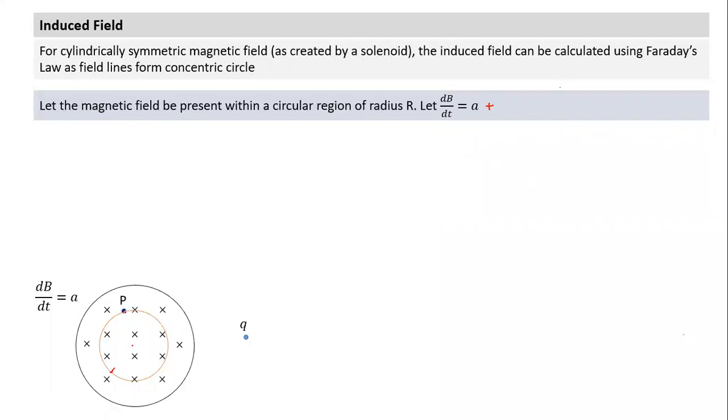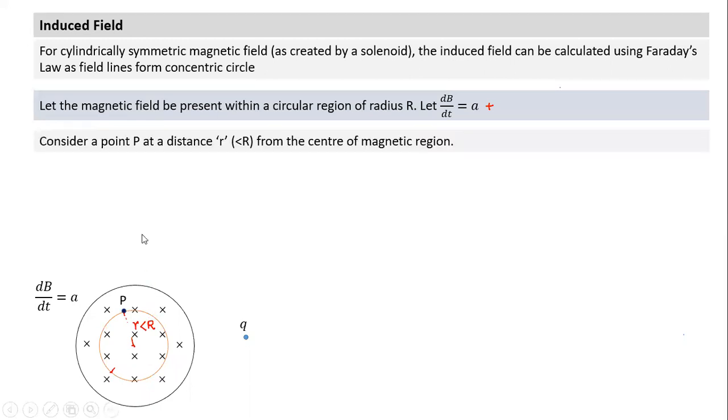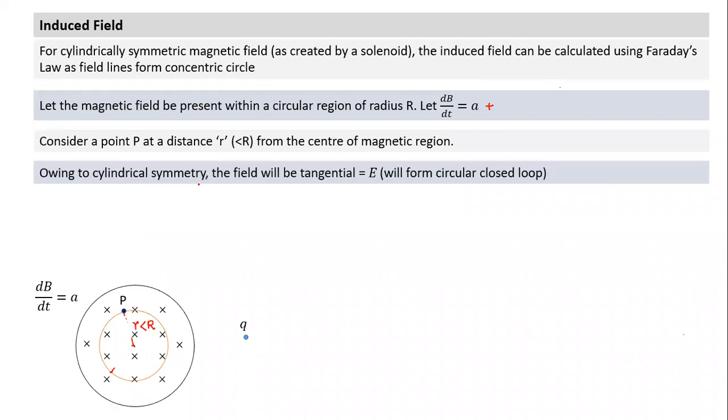I want to calculate the induced field at point P, which is at a distance r from the center, where r is less than capital R. Capital R is the space where the magnetic field exists. To calculate the induced field here, similar to an Amperian loop, we take a circular path so that it forms a loop and we can apply Faraday's law. So we choose a circle here, consider point P at a distance r, and everywhere on this circle the induced field will be tangential.